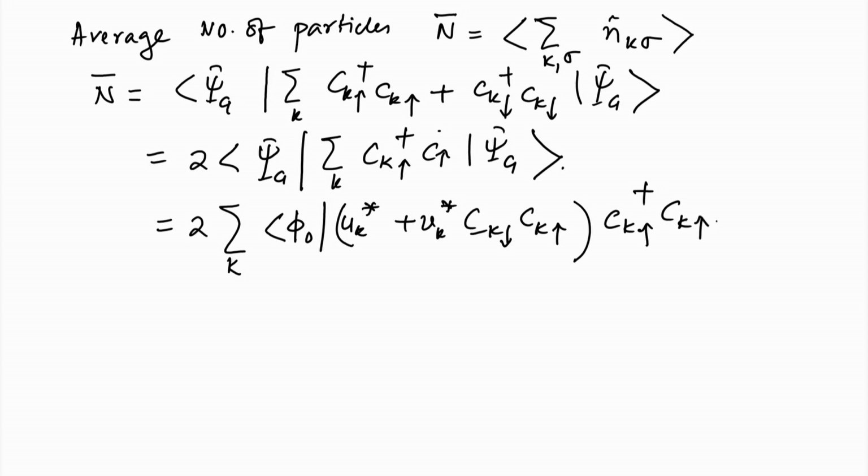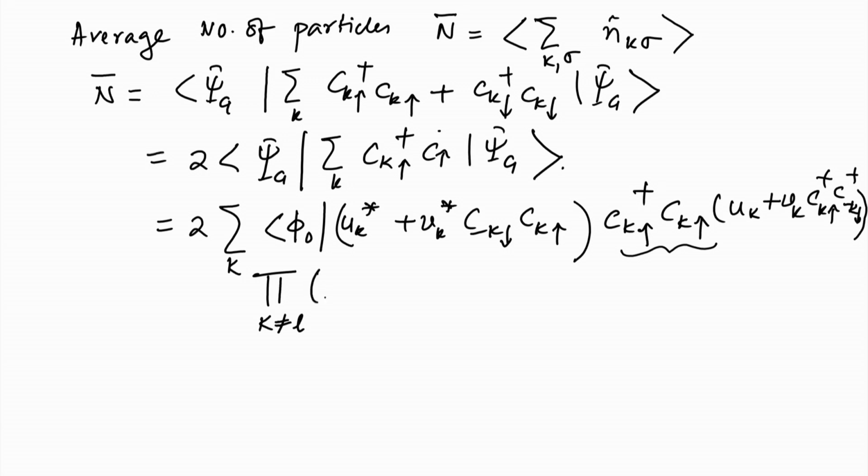And now I have a c_k up dagger c_k up, and now I have a u_k plus a v_k c_k up dagger c_minus k down dagger, and now I will have terms which are the same case as in the operator n_k sigma. And now I will also have all the other terms in which k is not equal to L, all the other indices which are not the same.